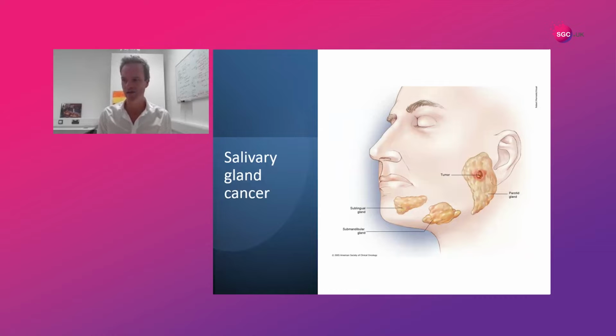Now, we also have what we call minor salivary glands, all these small glandular structures all around the head and neck and even into the lungs. And then, in fact, we've got lots of other secretory glands, glands that produce fluids, like the tear glands, the lacrimal glands. And salivary gland type cancers actually arise in lots of different glands. But for the purpose of today, let's just keep it simple and say these are the salivary glands.